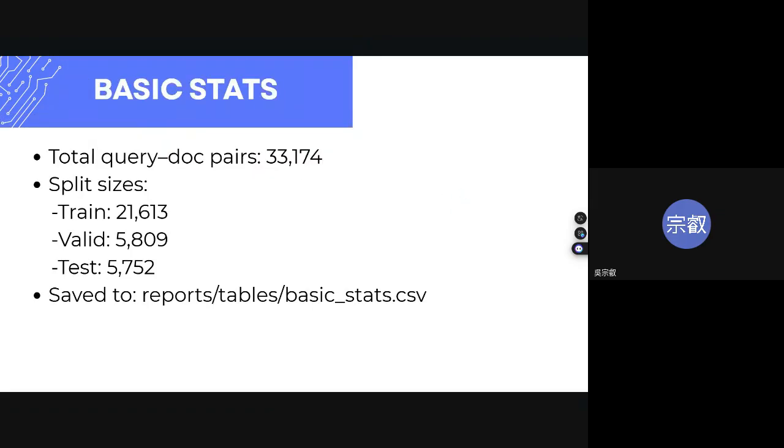Here are the basic stats after building the tidy data frame. In total, we have 33,174 query-document pairs. We create 3 splits: 21,613 for training, 5,809 for validation, and 5,752 for test. These numbers are exported to our basic stats CSV file, so the whole team can reference the same dataset size and the level distribution when reporting results.